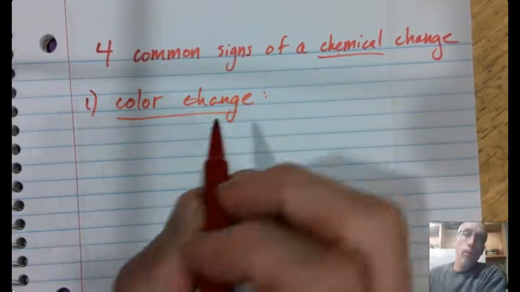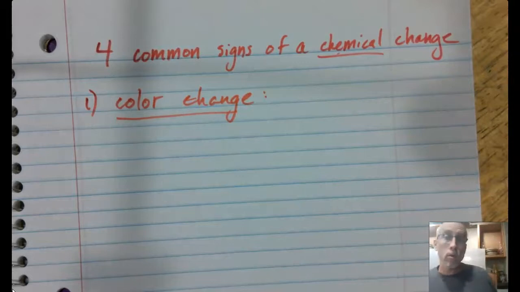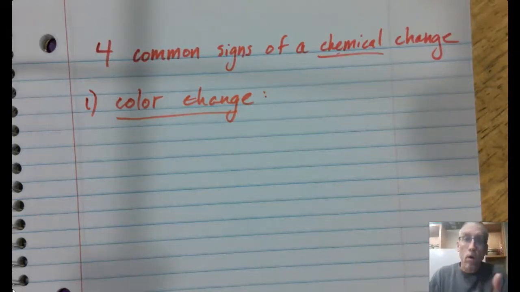Okay, so we started with 2 clear solutions there. There was stuff in them, but it was dissolved so tiny that you couldn't see it, kind of like salt water. Can't see the salt in there, but when we mix them together, definitely saw a bright yellow color.